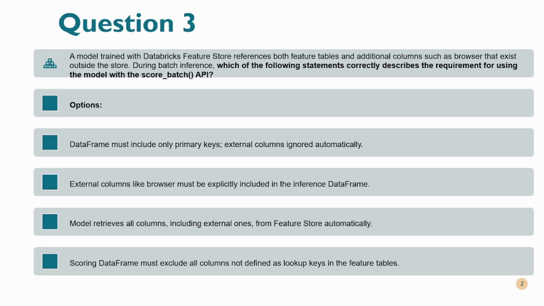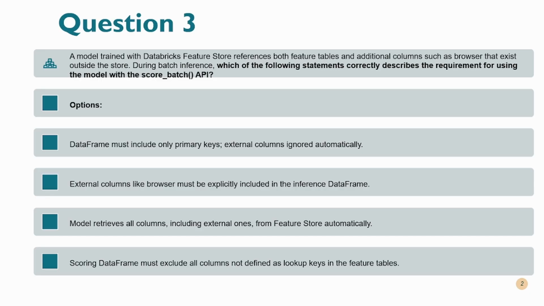All right, take a second, think about it. Which one feels right to you? Don't rush, because this is a really common area where people make mistakes. So here's the deal. Imagine you trained a model using both features stored in the feature store and some extra columns that weren't part of the store, like browser. Now you want to run batch inference using the score batch API.